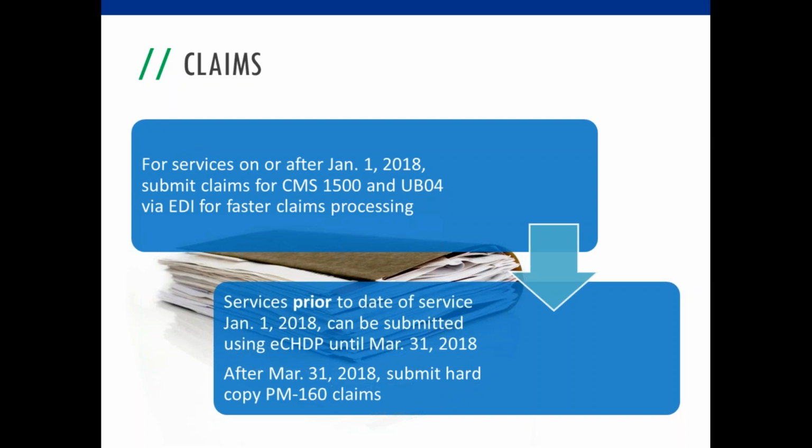For example, if you have a claim for a date of service of December 18th, 2017, you have until March 31st, 2018 to submit the claim electronically using eCHDP. If the claim were to be submitted on April 1st, 2018, you would need to submit that claim via paper PM160. Remember, it is the date of service that determines which claim form is used.